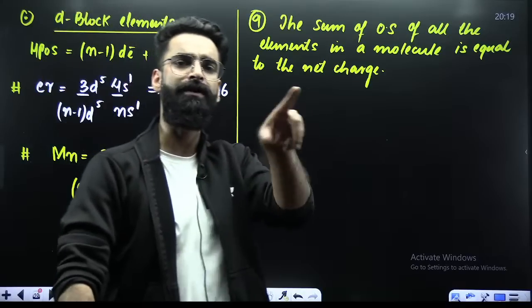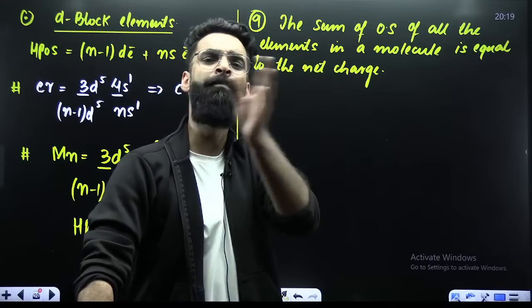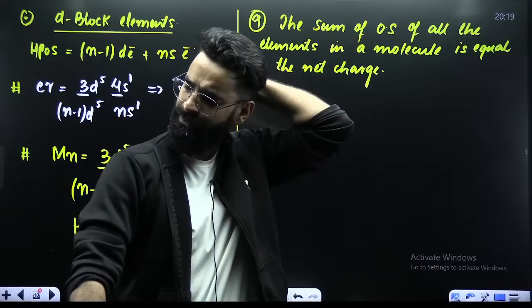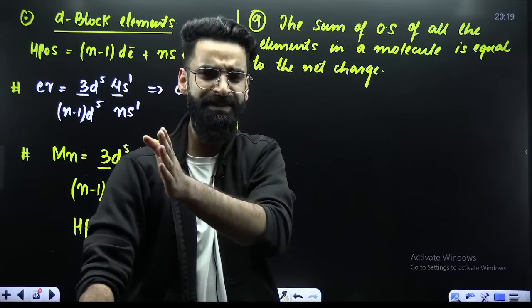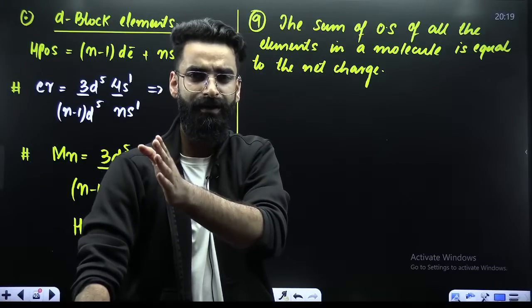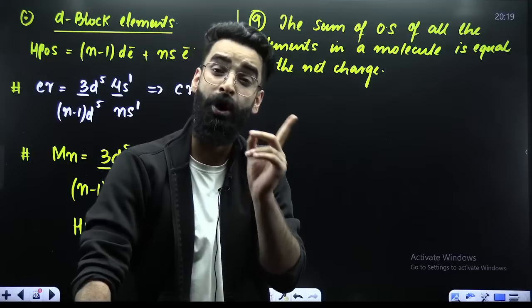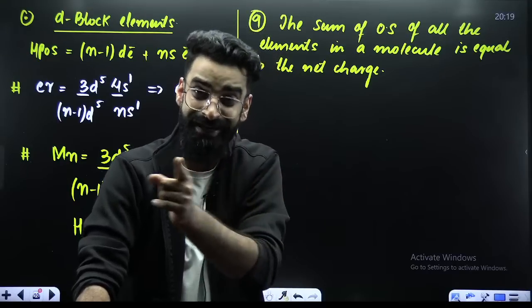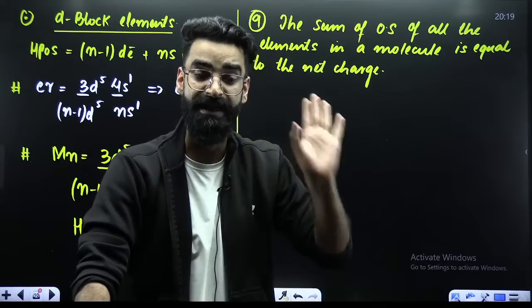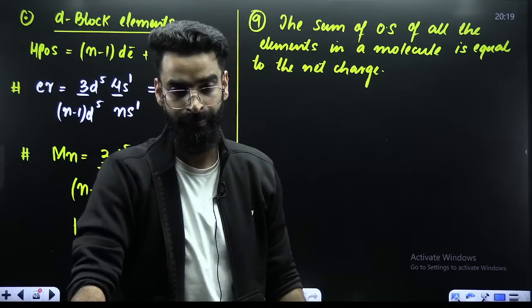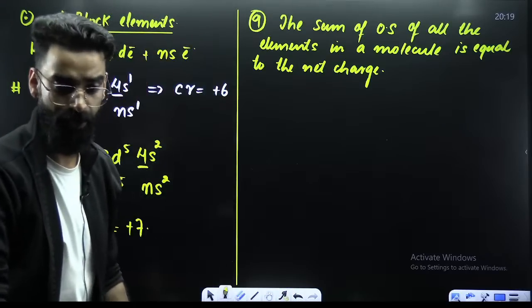So if you have a molecule, if there is a compound, there will be a lot of elements. The sum of oxidation states of all the atoms present in the compound is always equal to the net charge present on it.